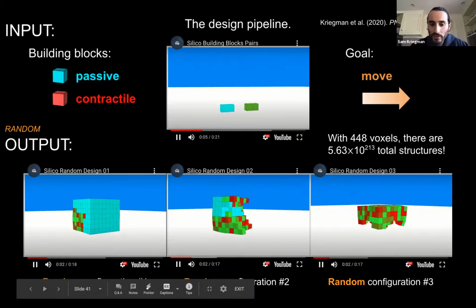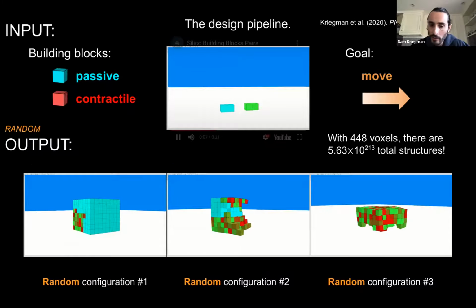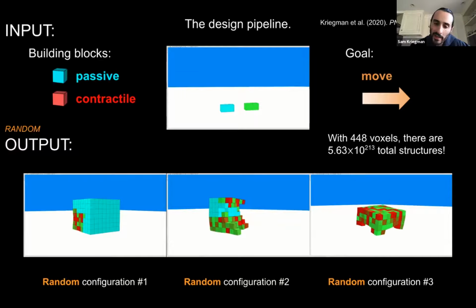And they don't do much. They kind of jiggle around. The red ones, again, are changing to green as they expand and contract. And the blue ones are sitting there providing passive support.